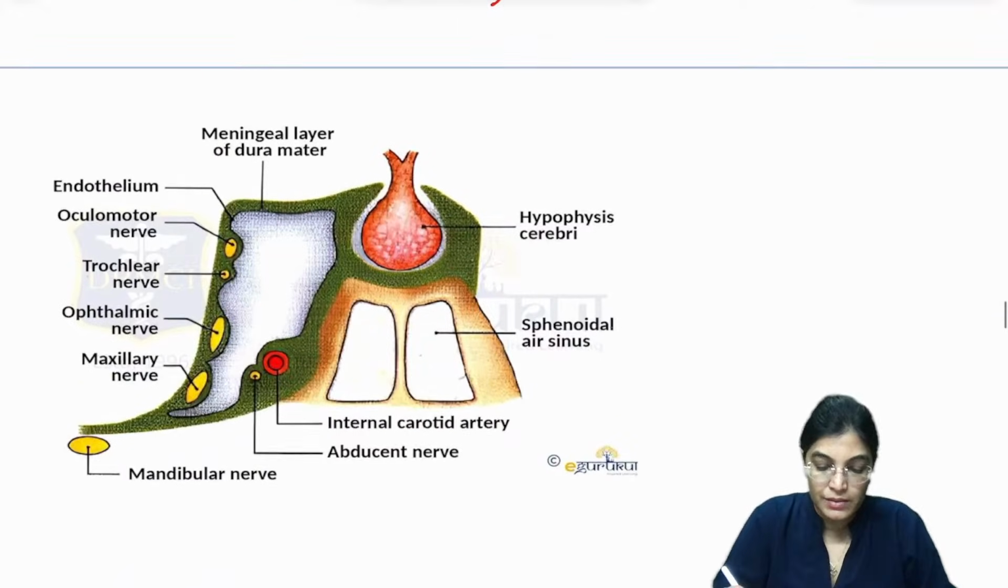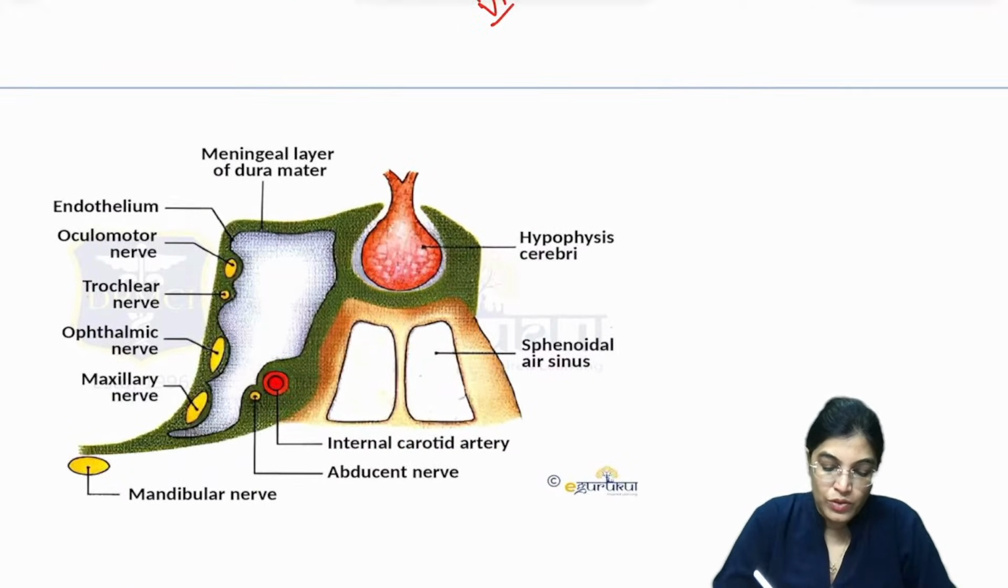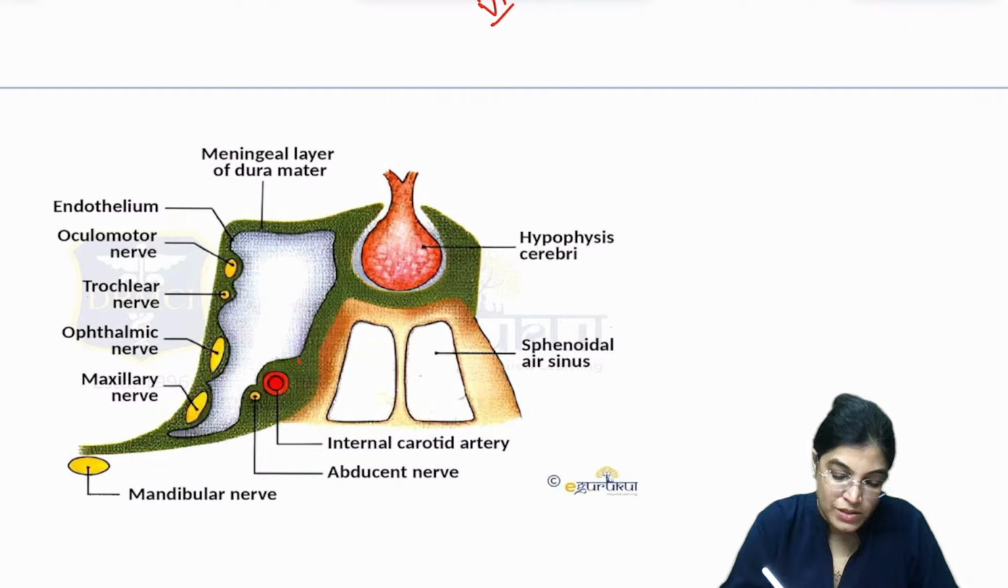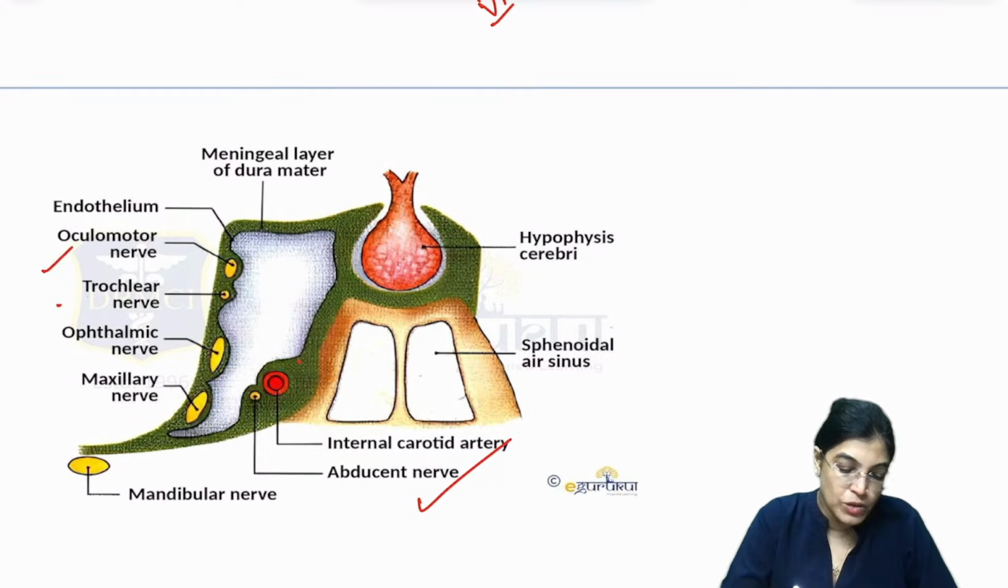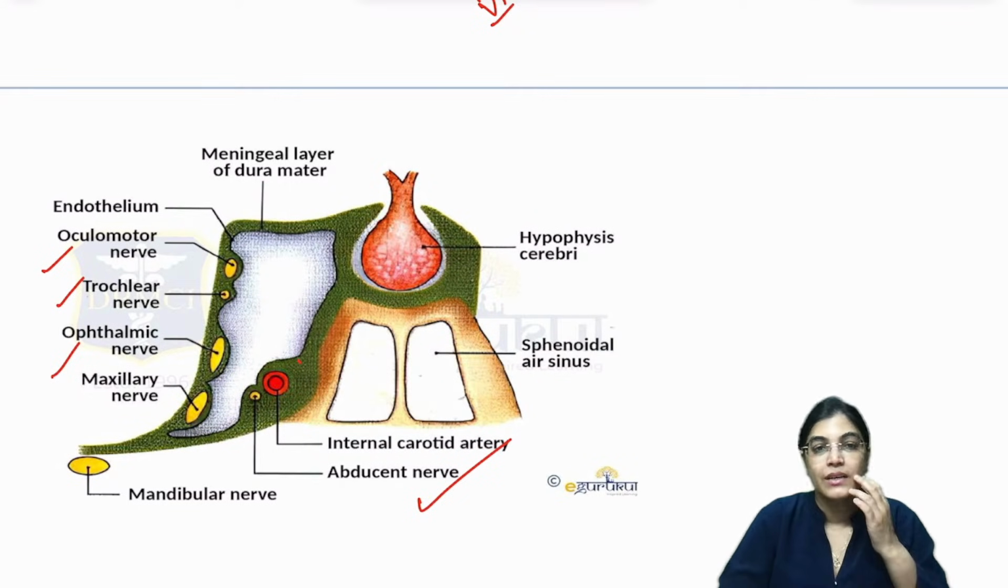Okay, in this image you can see the two structures which pass to and fro through the cavernous sinus: the internal carotid artery, and the oculomotor, trochlear and ophthalmic nerves. Now the maxillary nerve is not considered to be related in the lateral wall. It is slightly lower down.